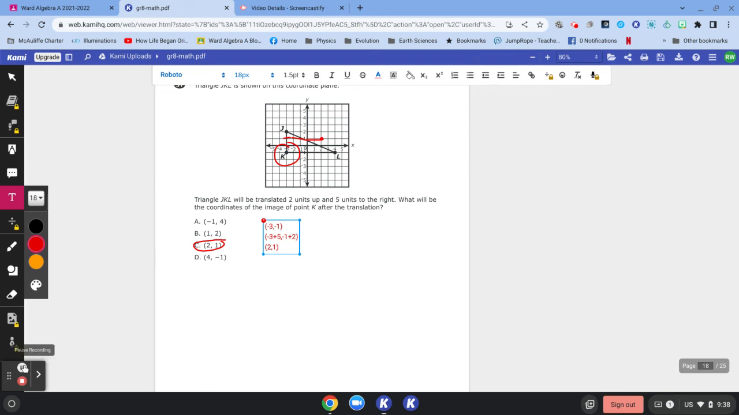All right, I'm going to pause and go to the next one. By the way, this is a rigid transformation because it's a translation. Rigid transformations are translations, rotations, and reflections. It maintained all of its measures, so it is congruent.